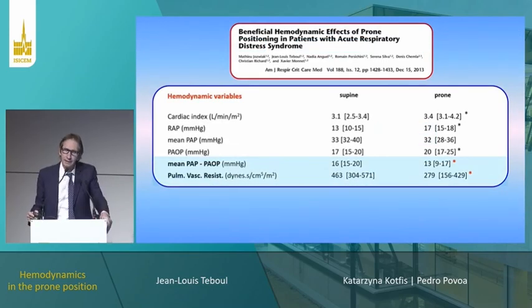And with Mathieu Jozwiak, Xavier Monnet, and others, we addressed the hemodynamic effects of prone positioning by using a Swan-Ganz catheter, and we observed that the gradient between the mean PAP and PAOP decreased with prone position, and the pulmonary vascular resistance also decreased by 39%. It's not negligible.